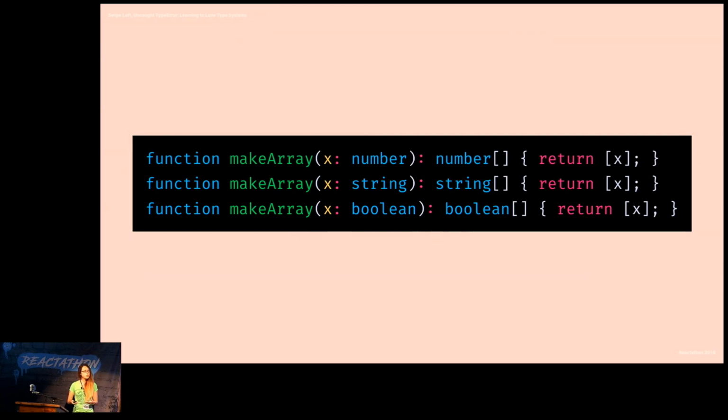MakeArray is a simple function. It takes a value x and then puts that inside of an array. But what I've defined here only covers numbers, strings, and booleans. But what about objects? What about my own types? What about symbols? What about class instances, and so on? How can you type this function so that it can accept any type without defining all of the possible functions, but still give you the type safety that you've come to expect?